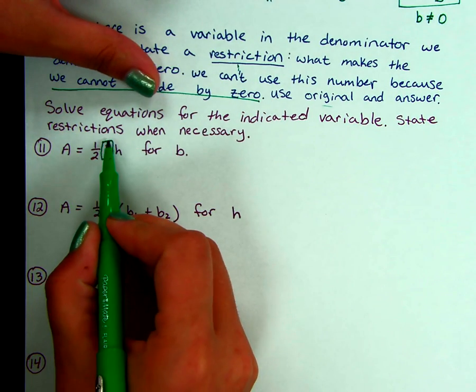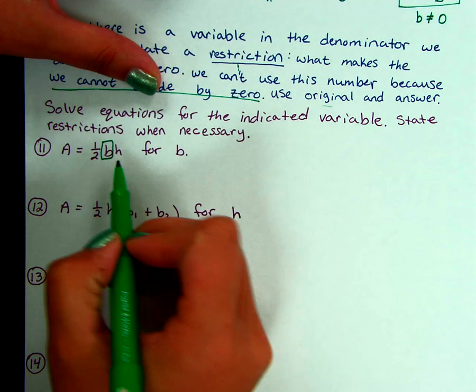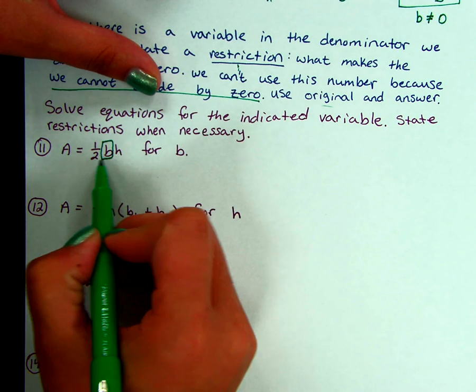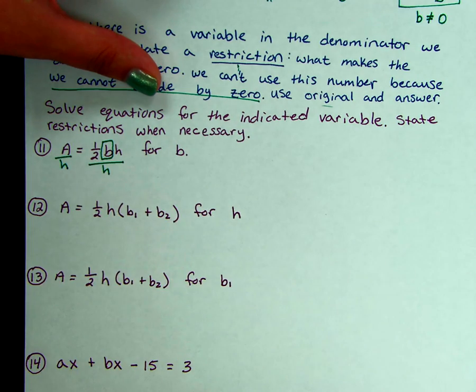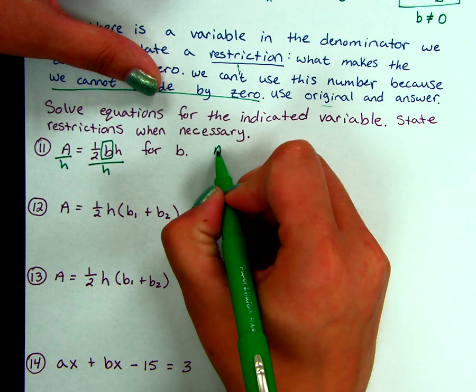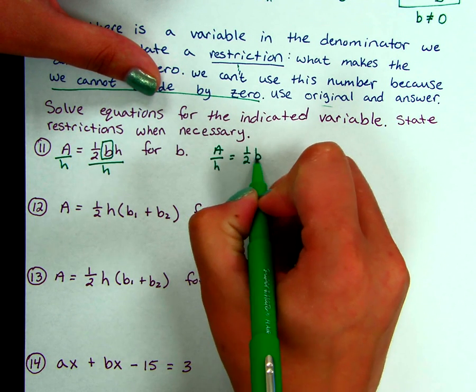So again, we are trying to solve for B, so we're not going to move that one. We're going to move everything else. Let's start with H. Since it's multiplication, that means we are dividing by H. So here it's going to cancel. Now we have A divided by H equals 1/2 B.